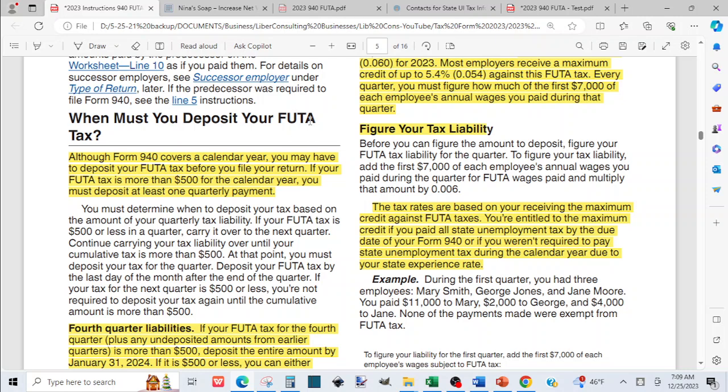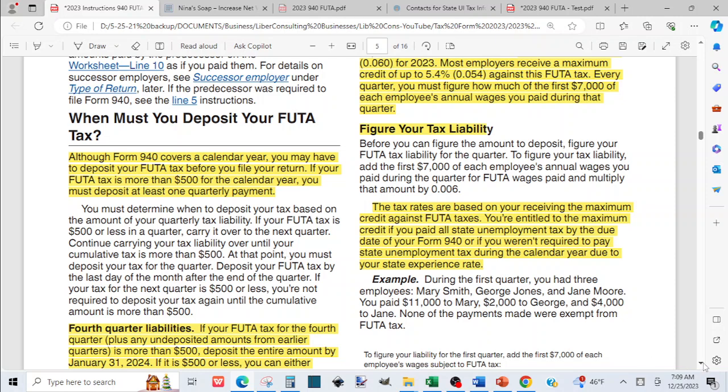When must you deposit your FUTA tax? Although Form 940 covers a calendar year, you may have to deposit your FUTA tax before you file your return. If your FUTA tax is more than $500 for the calendar year, you must deposit at least one quarterly payment. And they go on to explain it.